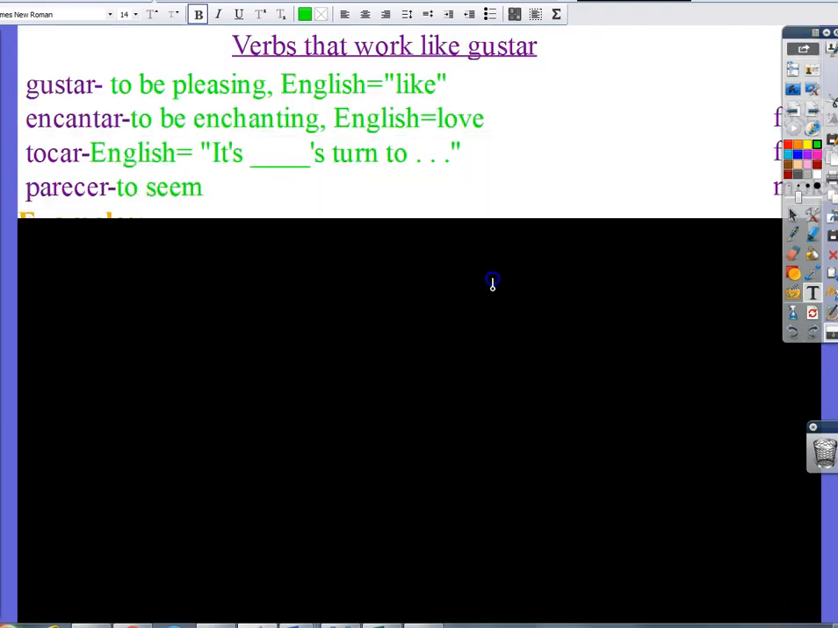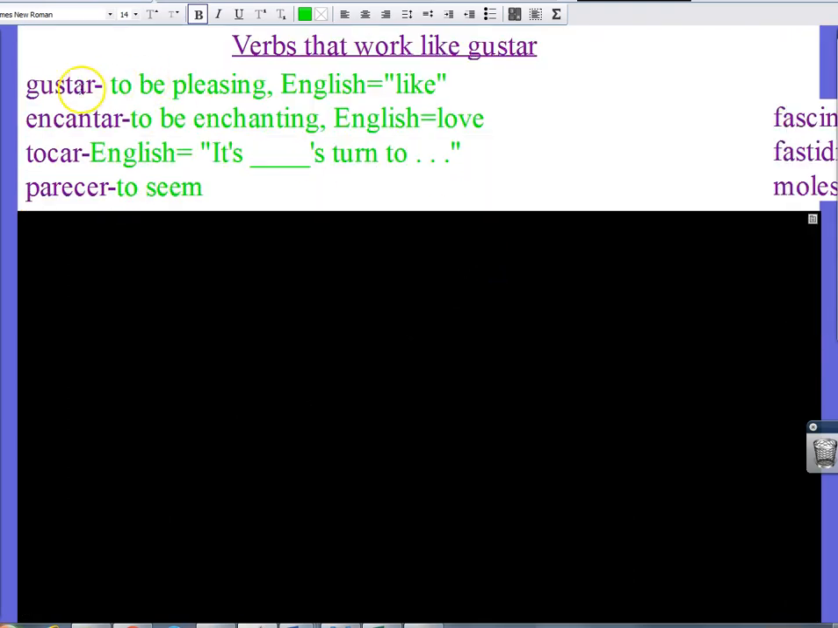you also have in your notes that gustar means to be pleasing. Literally, in English, we use it to say what someone likes. And cantar means to be enchanting. In English, we use it to say what someone loves. You might remember from Spanish 1 that tocar, if it's used like gustar, is used to say it's someone's turn to do something, and parecer is to seem.